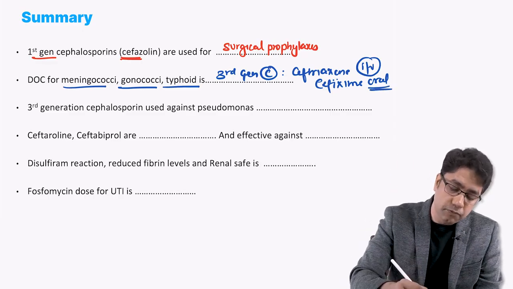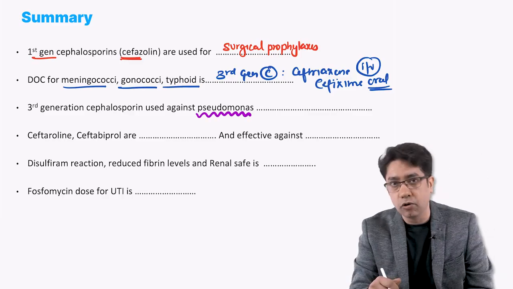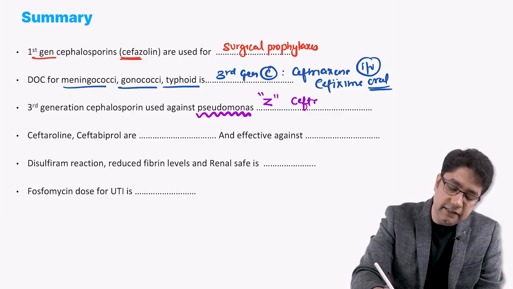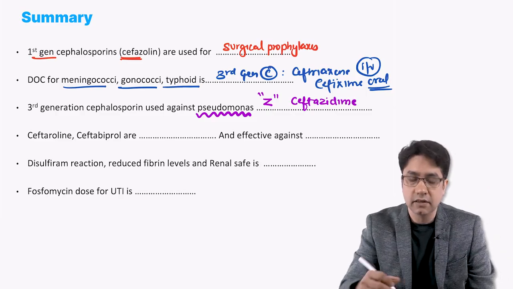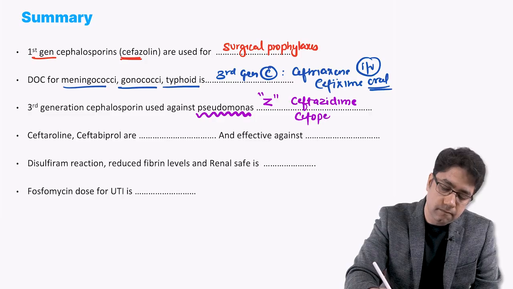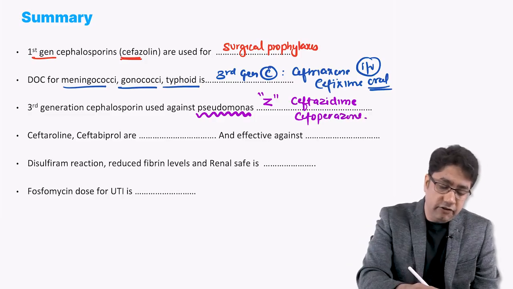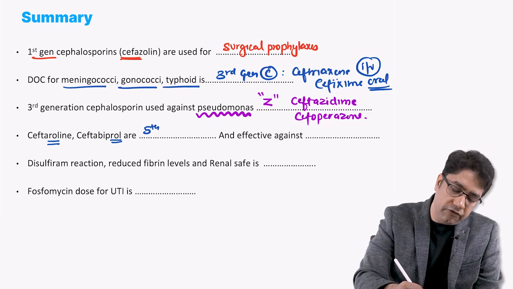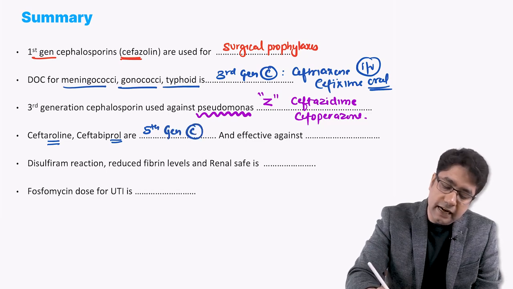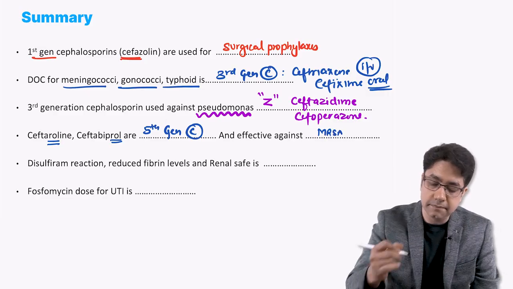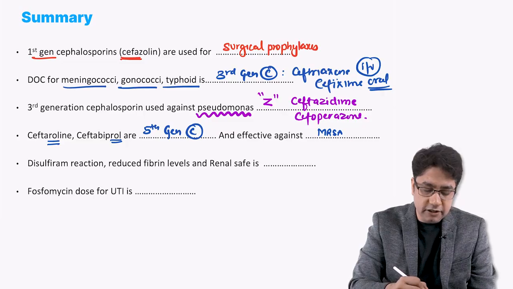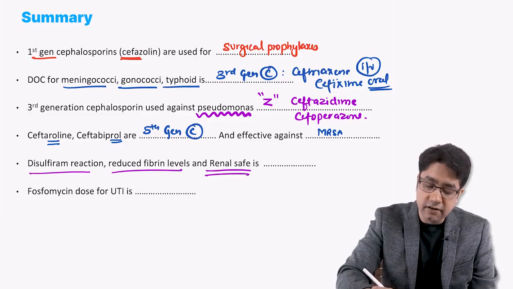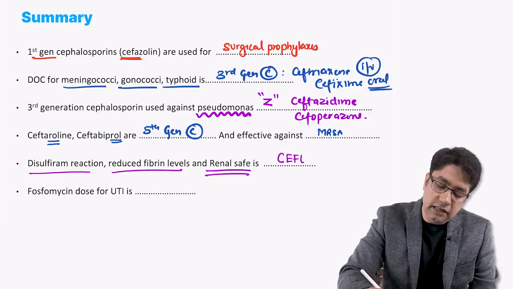Third generation cephalosporins which are effective against Pseudomonas: we have to identify the Z alphabet, like ceftazidime, cefoperazone. Now ceftaroline, ceftobiprole, where the rol word is coming, are fifth generation cephalosporins and they are effective against MRSA. Disulfiram-like reaction, don't give to an alcoholic. Reduces fibrin level and renal safe. We discussed cefoperazone.